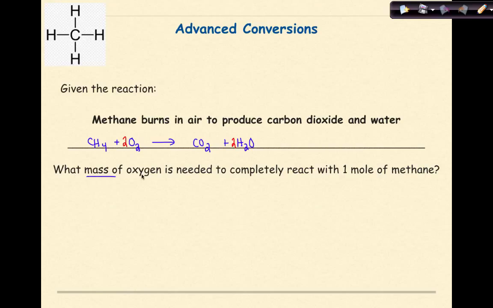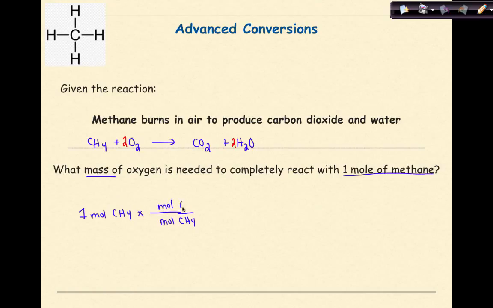What mass of oxygen is needed to completely react with 1 mole of methane? This is an interesting type of problem because we're not starting with mass or formula units, atoms, molecules, whatever. We're actually starting with 1 mole of a substance, and that is our given. So 1 mole of methane, which is CH4, multiplication sign and a line. If I start with moles of methane, it will go on the bottom. And I want mass of oxygen, but I know I can't go directly there. I need to go to moles of oxygen.